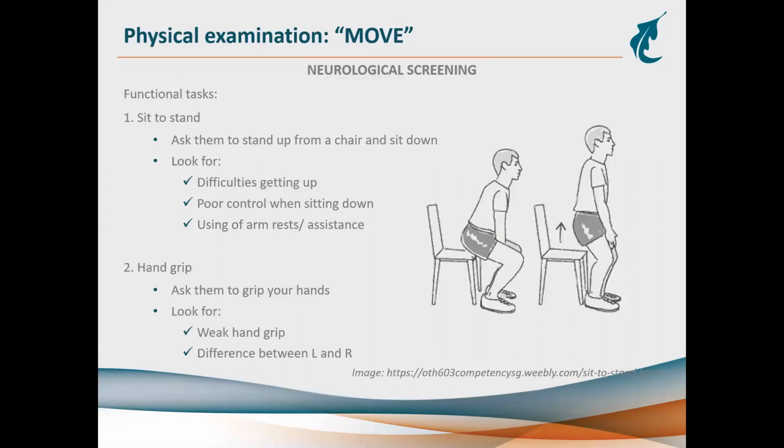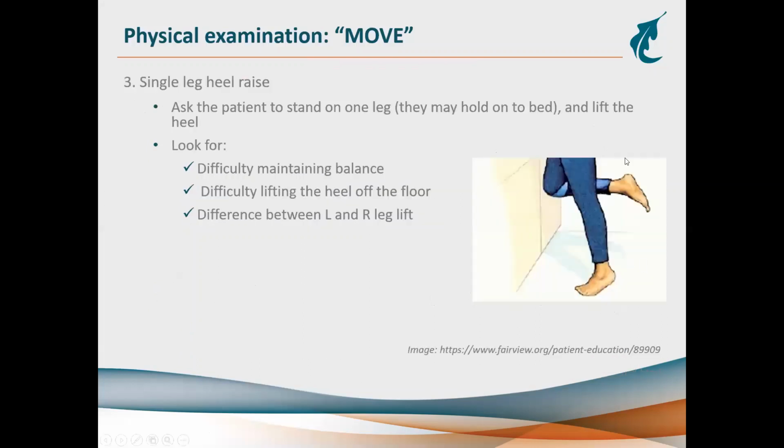And then with a hand grip, you can just ask them to grip your hands and see if the one side is maybe weaker than the other side, or if both the hands are quite weak. It might be a sign. This was more for cervical spine TB, but still, you can just do a quick hand grip strength test. And then a single leg heel raise, you ask the patient to stand on one leg. They can hold onto the bed because it's not a balancing test. And then you just ask them to lift the heel off the floor. So see if they have difficulty maintaining balance, difficulty lifting the heel off the floor, and if there's a difference between the left or the right leg.